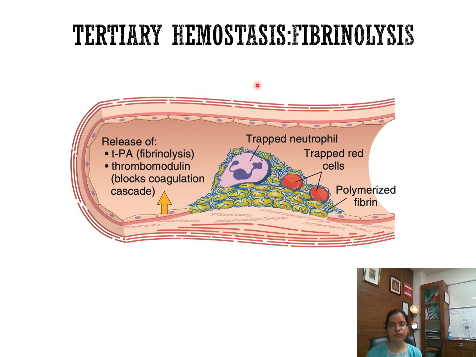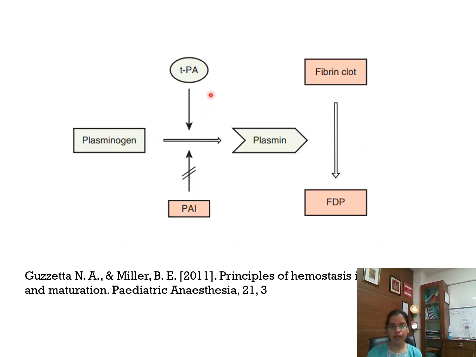Now tertiary hemostasis, fibrinolysis. Now the clot has formed. Now there will be release of tissue plasminogen activator that will cause fibrinolysis, and we have seen thrombomodulin also. The thrombin that has formed will activate thrombomodulin, and then thrombomodulin will modulate the function of thrombin. It will cause activation of protein C, and protein C along with its cofactor protein S will inhibit factor 5 and factor 8. Now this tissue plasminogen activator will convert plasminogen into plasmin, and this plasmin will degrade the fibrin clot into fibrin degradation products.